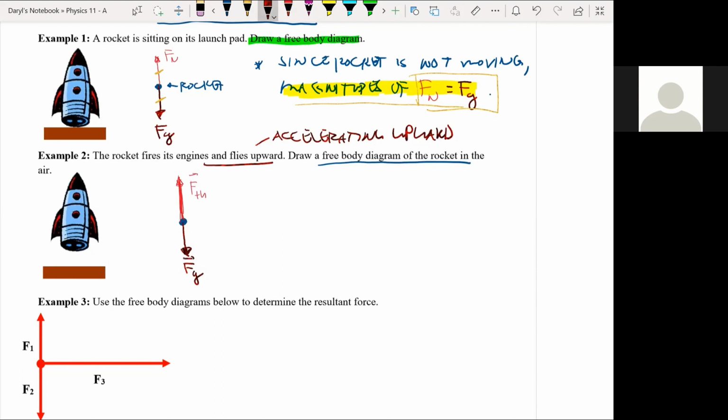So the magnitude of F thrust is greater than your Fg. This symbol here just indicates that I'm talking about just the magnitude. Okay, the magnitude of the thrust force is bigger than the magnitude of your gravity.